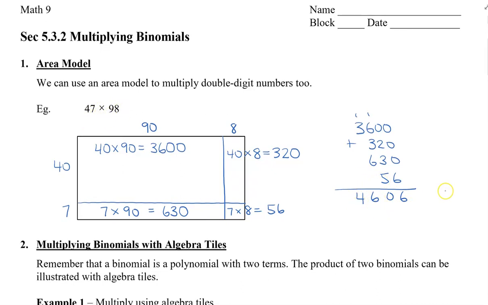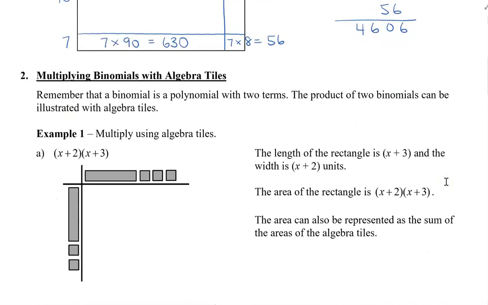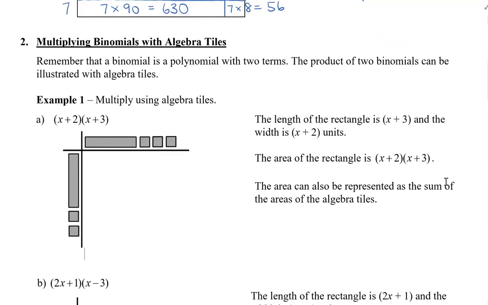All right, so now let's extend this idea to multiplying binomials with algebra tiles. So remember that a binomial is a polynomial with two terms, and then the product of the two binomials can be illustrated with the algebra tiles, like I'm going to show you here. So here we have x plus 2 and x plus 3. So we can say that x plus 2 is the width, so we can label this as x plus 2, and then x plus 3 here can be the length. X, and then plus 3. So the area is x plus 2 times x plus 3.